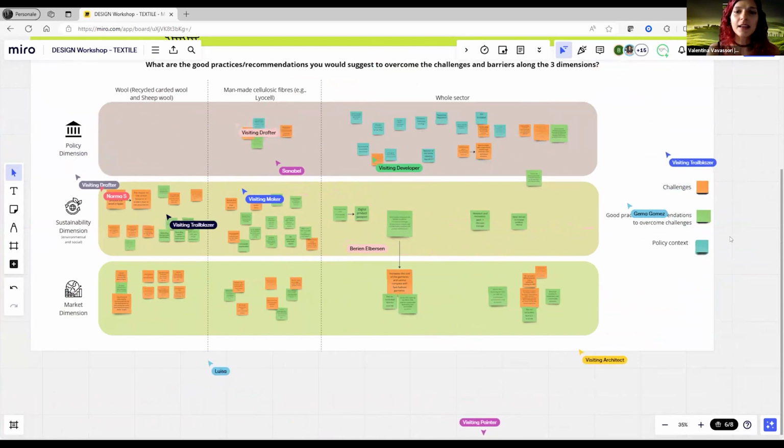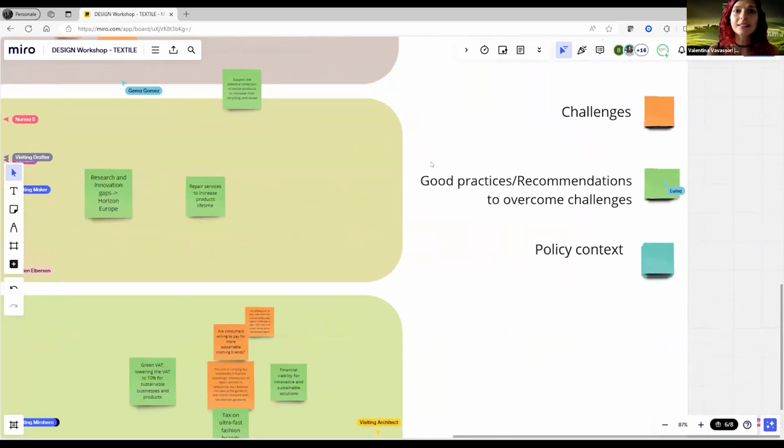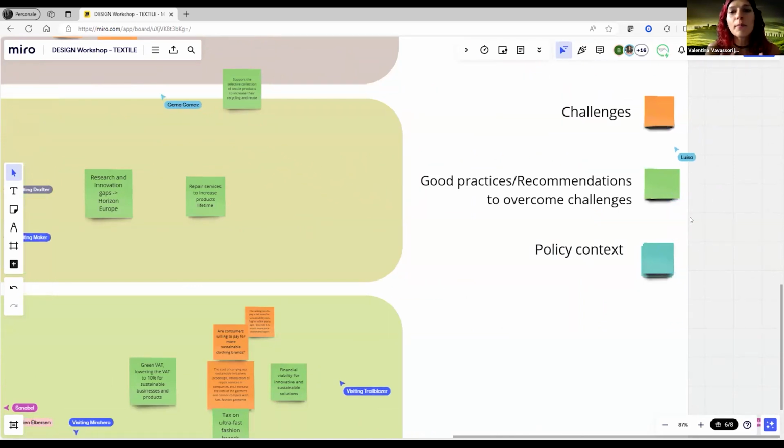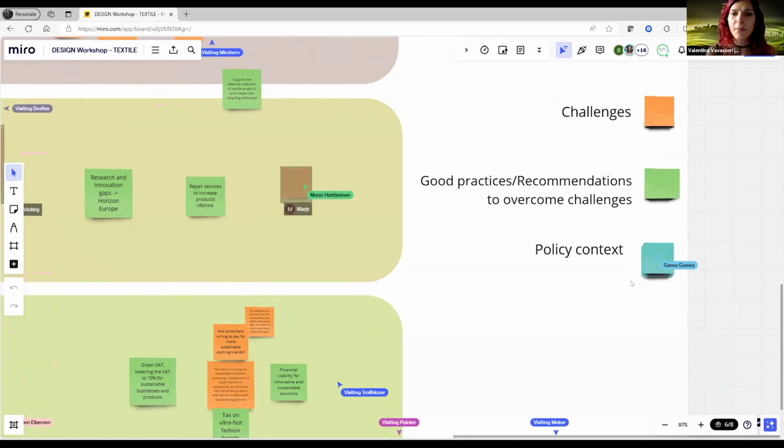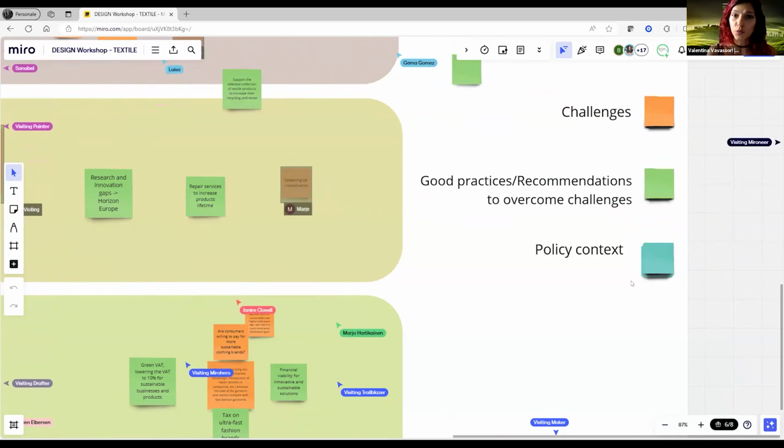But we are also interested in collecting your good practices that respond to specific challenges, or recommendations you would like to implement to overcome some of these challenges. For indicating your good practices and recommendations, you can take the green post-it and move it onto the board. We are also collecting policy context. I think that in all the presentations we really collected many policy contexts in which the different case studies, and in general the sector, are operating. But if you want to notify other policy context, feel free to do it.